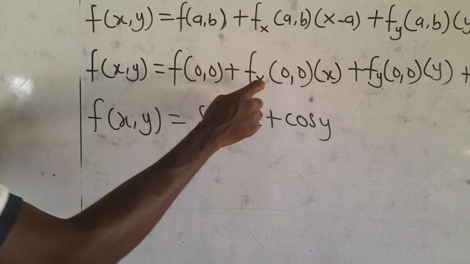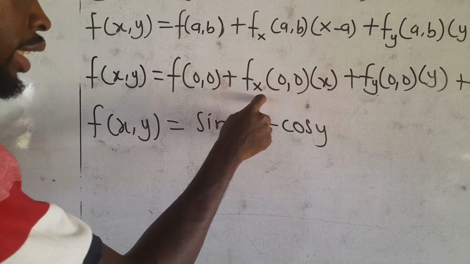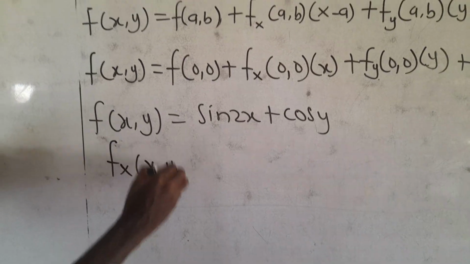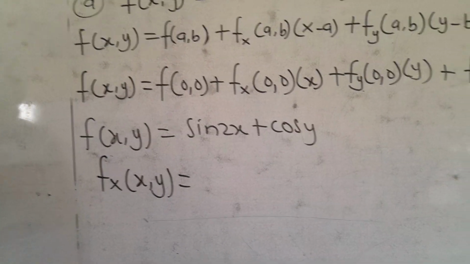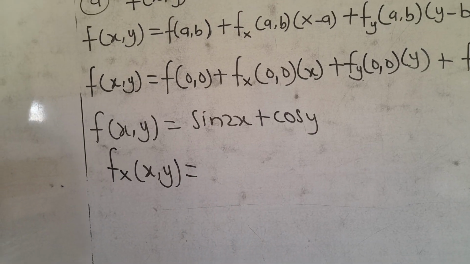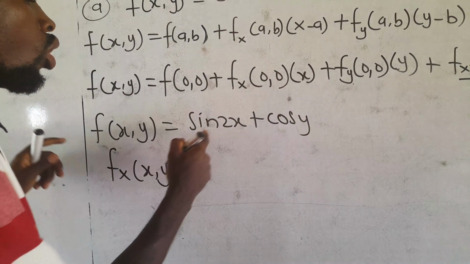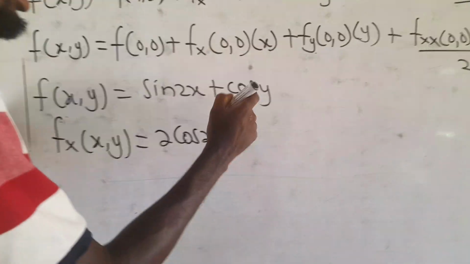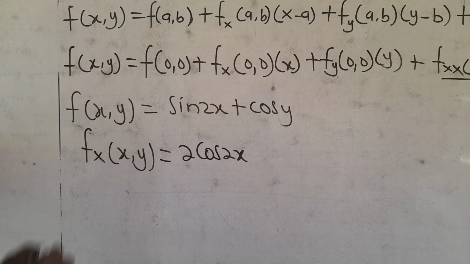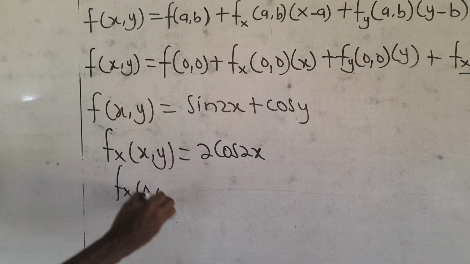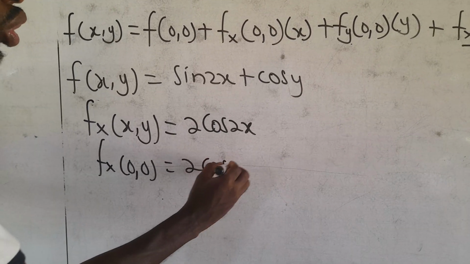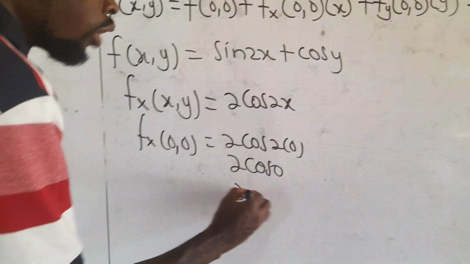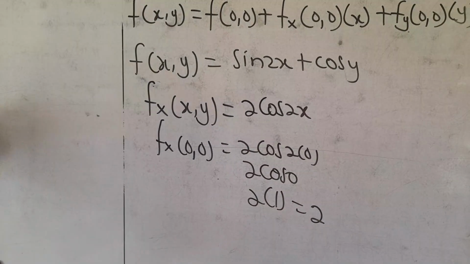So our next step is to find the partial differentiation of the function with respect to x centered at 0, 0. Remember, when we are doing partial differentiation of a function with respect to one variable, the other variable or variables will be held constant. So in this case, the y will be held constant. When we differentiate this, we'll get 2 cos 2x. Then since this is constant, the differential will be 0. So centered at 0, 0, this will be equal to 2 cos 2 times 0. 2 times 0 is 0, cos 0 is 1, so we have 2 times 1, and that becomes 2.